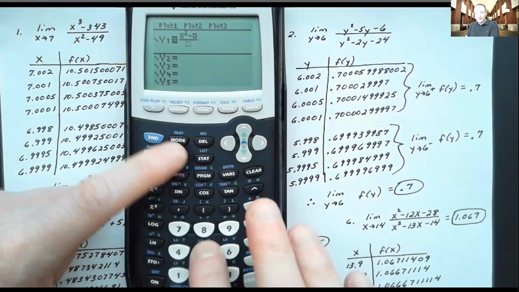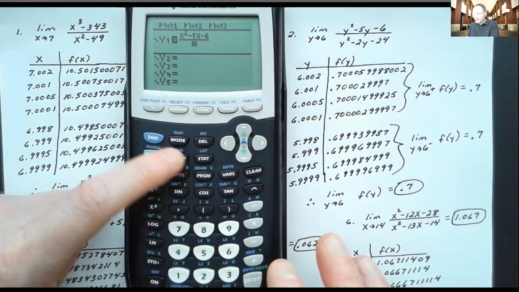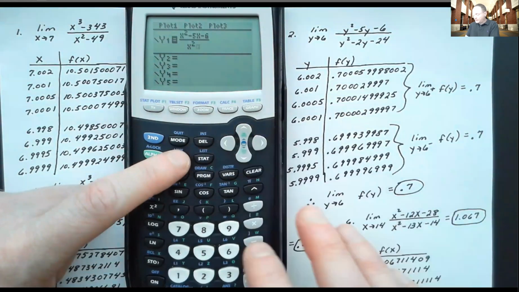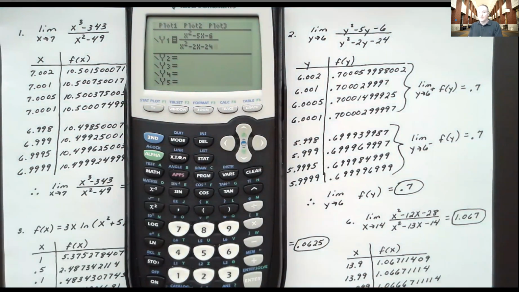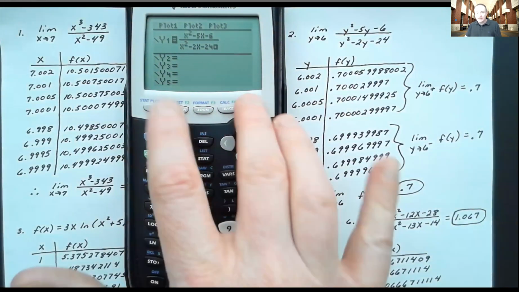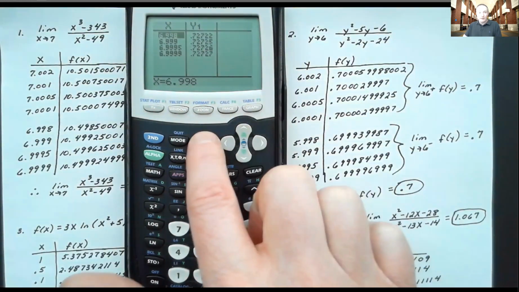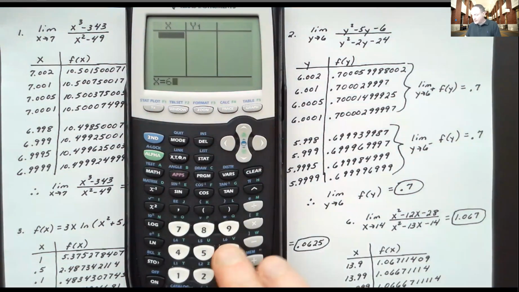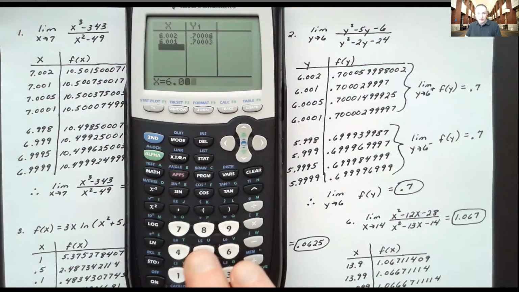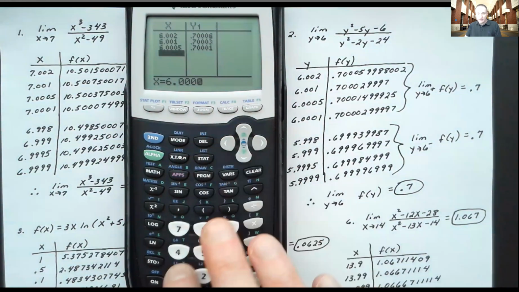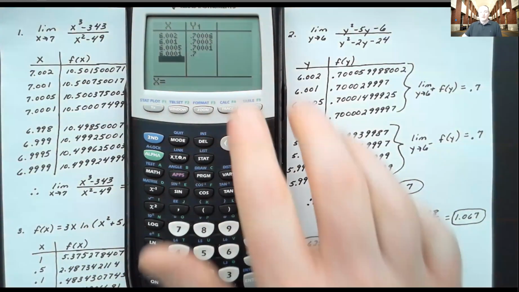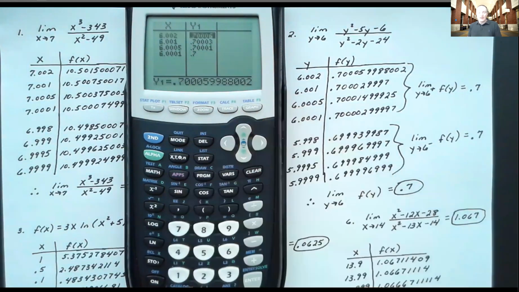X squared minus 5x minus 6, and my denominator is going to be x squared minus 2x, and then I have minus 24. Okay, so I have my function entered in. I want to find the left and right hand limit. I go to my table. I have values that are not helpful, so I delete those values. Then I go in 6.002, 6.001, 6.0005, and 6.0001. Boom. So now I can go over here and I'll see the y values.